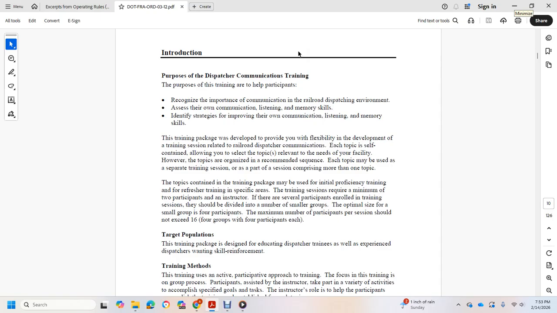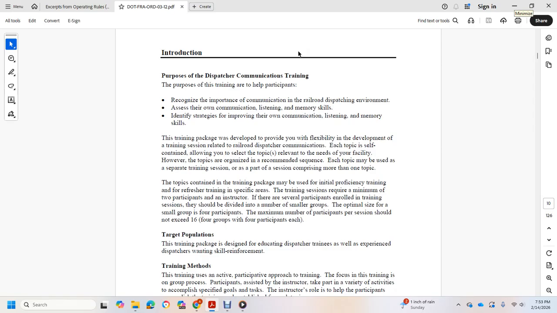Each topic is self-contained, allowing you to select topics relevant to the needs of your facility. However, the topics are organized in a recommended sequence. Each topic may be used as a separate training session or as part of sessions comprising more than one topic. Topics contained in the training package may be used for initial proficiency training or for refresher training in specific areas.